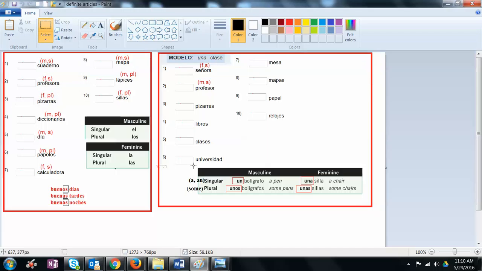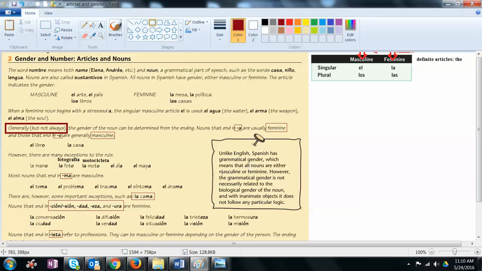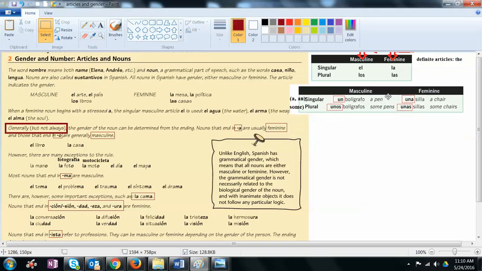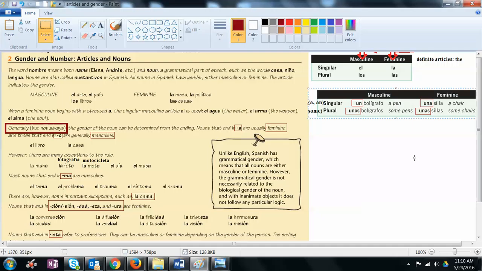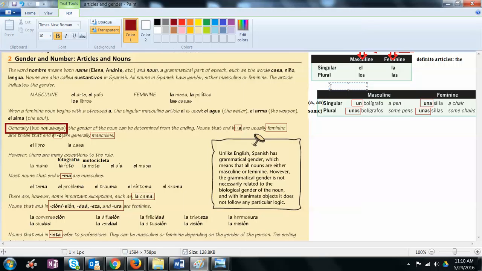Okay, you also have indefinite articles. Your definite articles are the, and your indefinite articles also have to agree with the gender of the nouns. These are your indefinite articles, and that is a, an, or some in English.